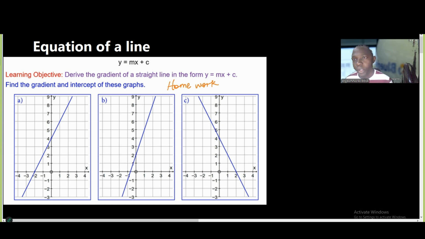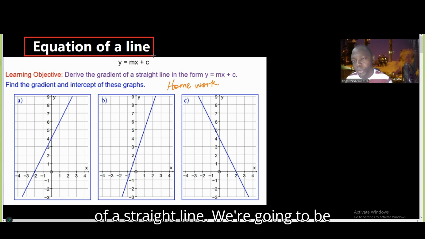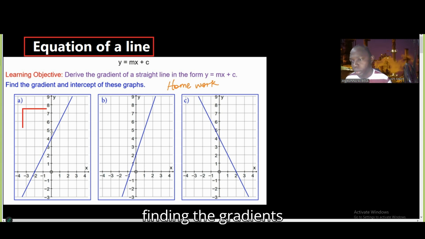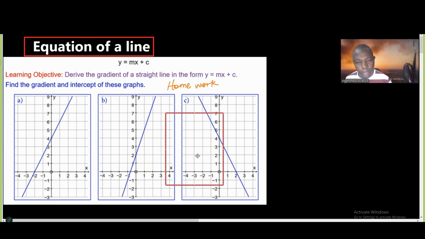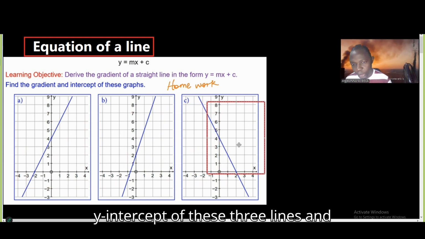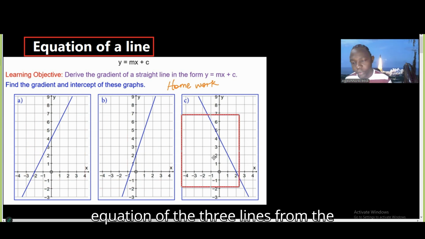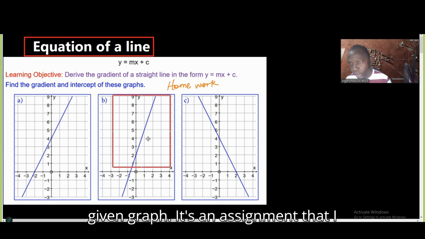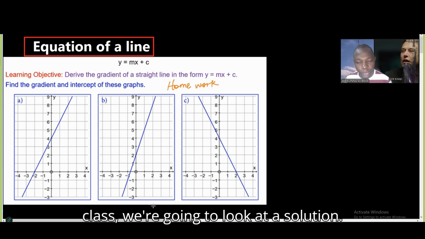Today, we're going to be looking at grade 8 math, which is on equation of a straight line. We're going to be finding the gradients and the y-intercept of these three lines, and also finding the equation of the three lines from the given graph. It's an assignment that I give to my students. When she joins the class, we're going to look at a solution.